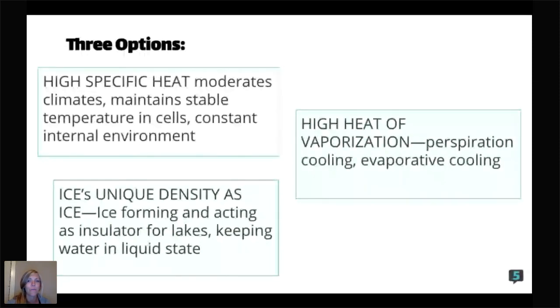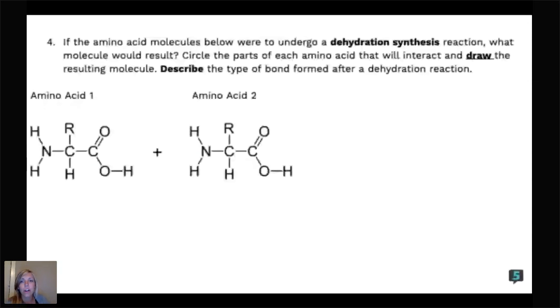Okay, next question, number 4. So we've got 2 amino acids, and if they were to undergo a dehydration synthesis reaction, what molecule would result? And then it would ask you to potentially circle the parts of the amino acid that will interact and draw the resulting molecule, and also describe the type of bond afterwards. So again, focus on the bold and think about what would happen.